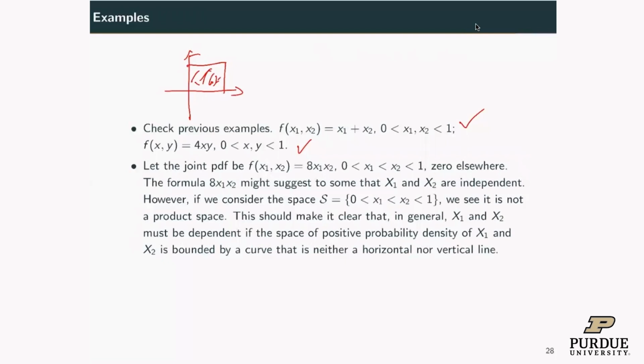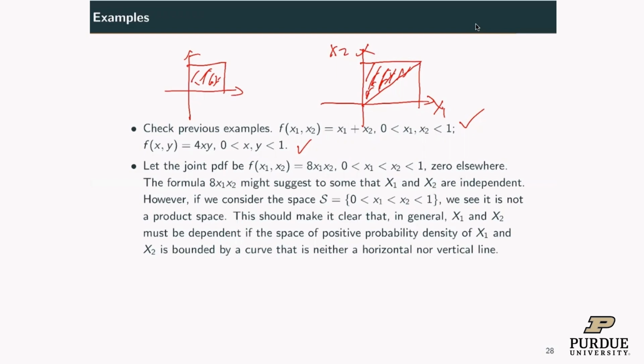The joint PDF is 8x1x2, support 0 less than x1 less than x2 less than 1. The formula 8x1x2 might suggest to some that x1 and x2 are independent because you can separate x1 and x2. Now look at the support. x1 less than x2. This is a triangle. The triangle is not a rectangle shape. If we consider the support space, it's not a product space.